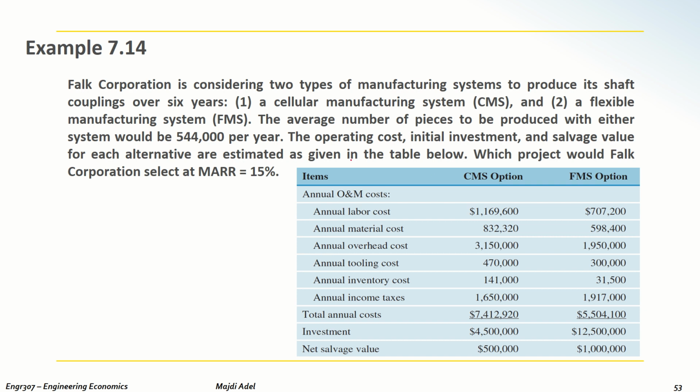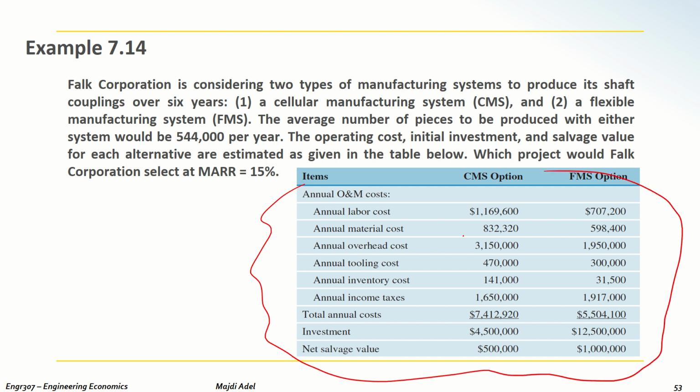So we have the summary of the project. This is annual labor cost, annual material cost, annual overhead cost, annual tooling, annual inventory cost, annual income tax. All of them are cash outflow. This is the total annual cost for each project, the cash outflow, and this is the investment, the initial investment. Okay, and this is the salvage value.